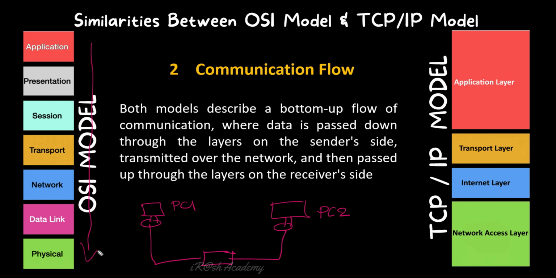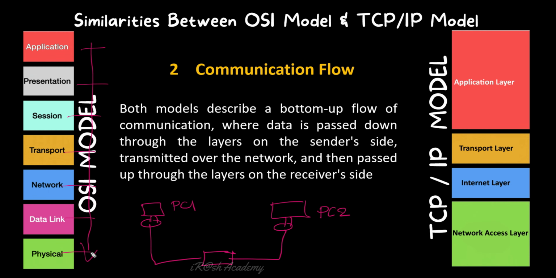That means the data generated by the application will be processed by the application layer first, then it will go to the presentation layer, then the session layer, then the transport layer, then the network layer, then the data link layer, and finally the physical layer. In this way, from top to bottom.